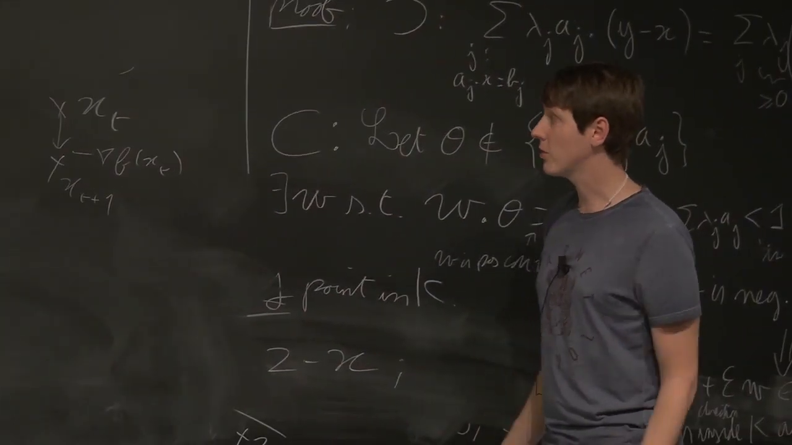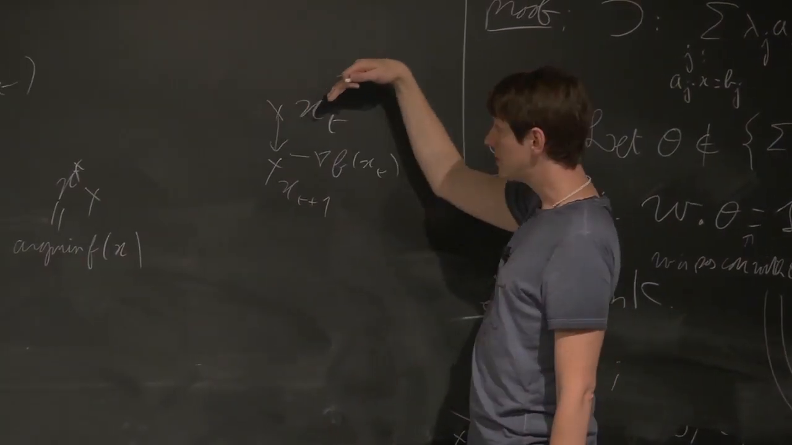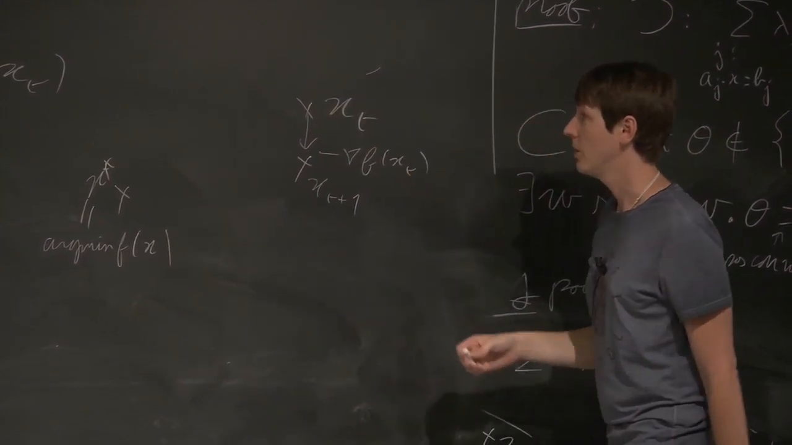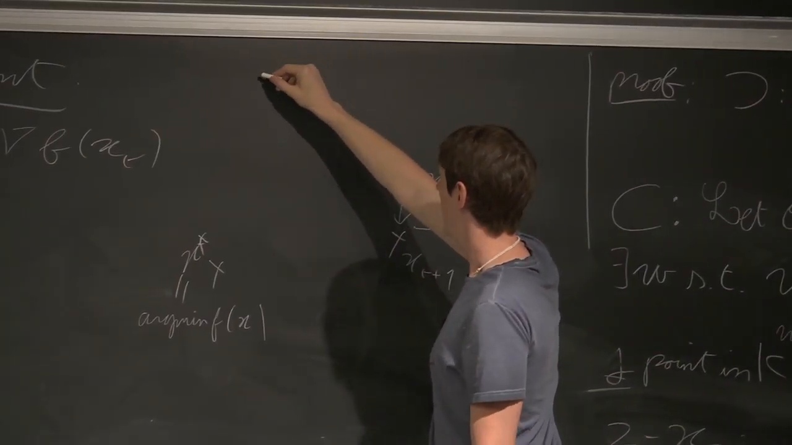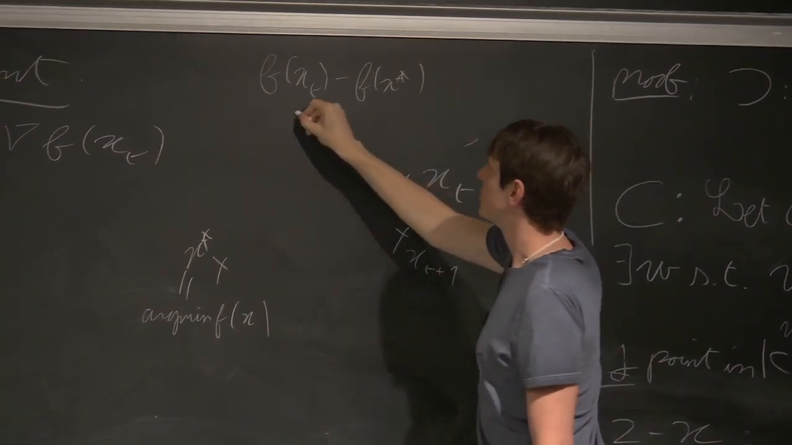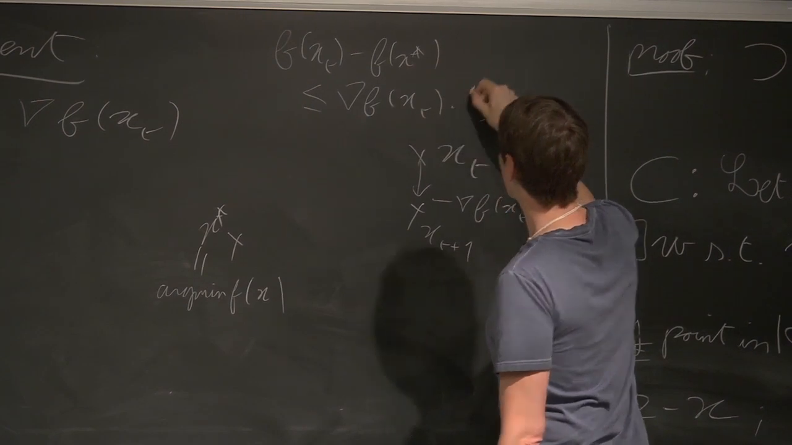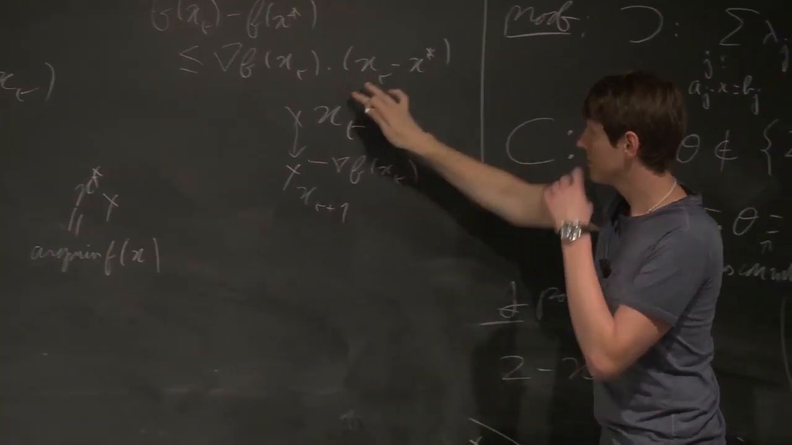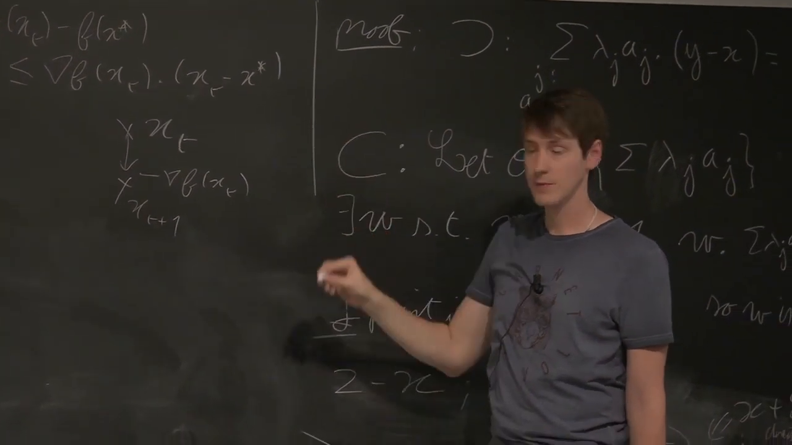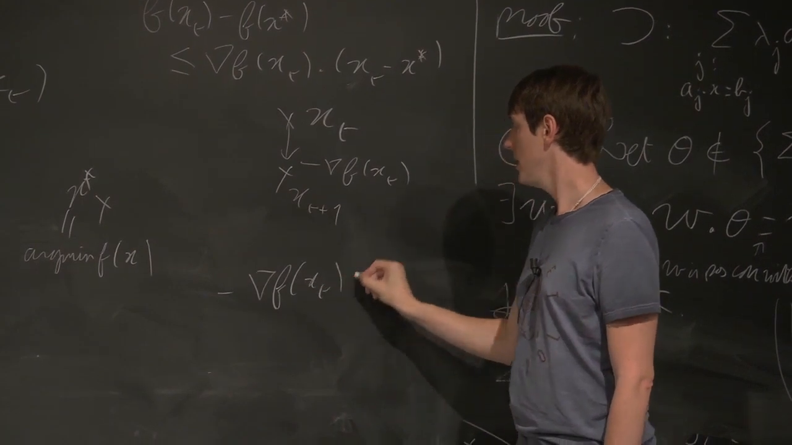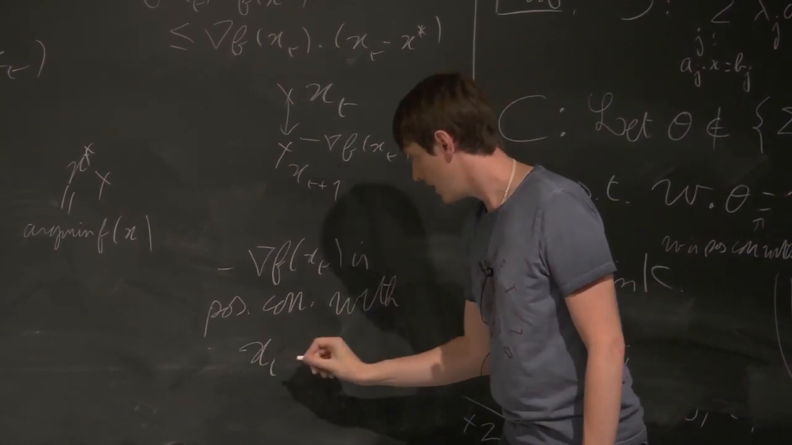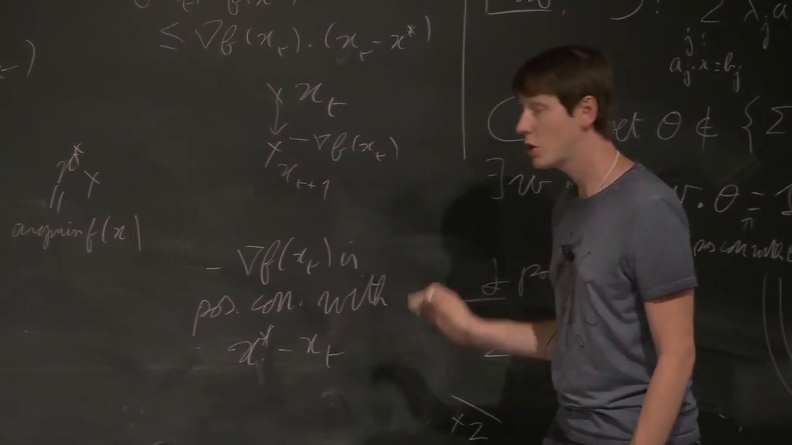But what do we know by convexity? Convexity tells us that this direction is positively correlated with that direction, and the amount of positive correlation is exactly the gap in function value. Maybe view it like this: f of x_t minus f of x star is smaller than the inner product of grad f of x_t with x_t minus x star. So the negative gradient, minus grad f of x_t, is positively correlated with x star minus x_t. So I'm going in the right direction.